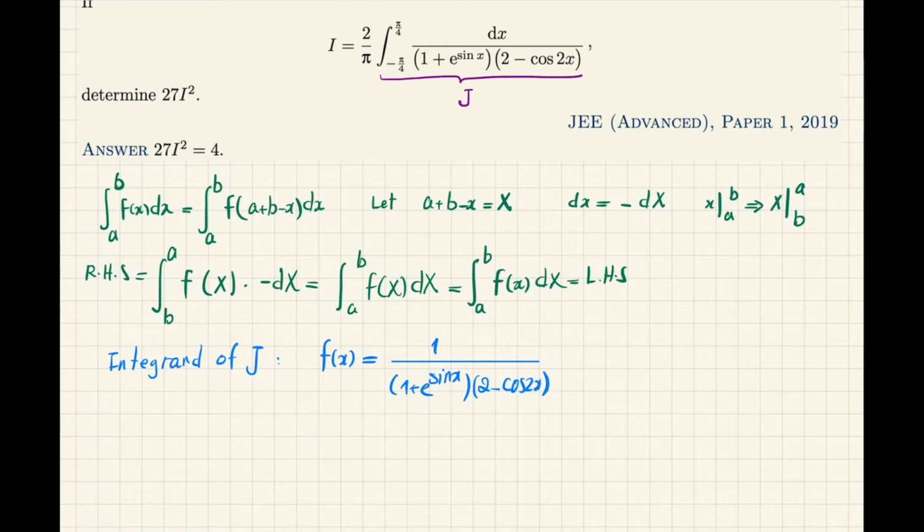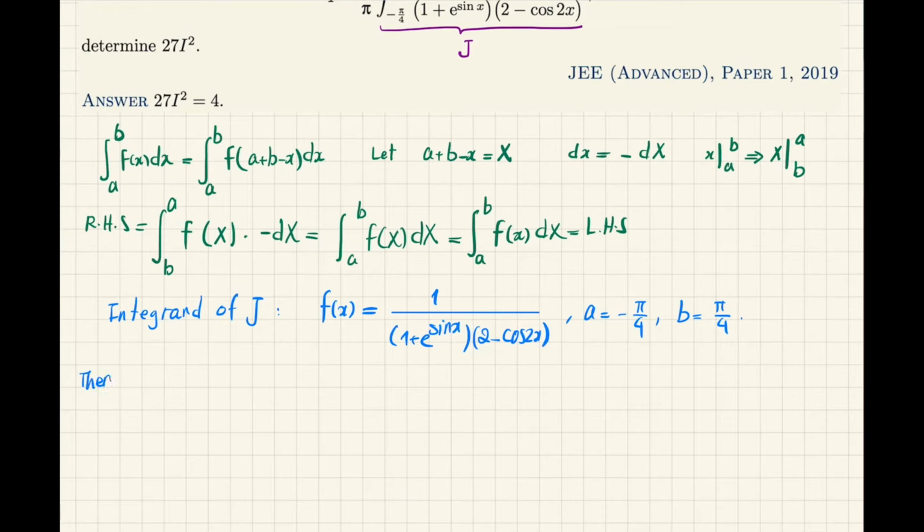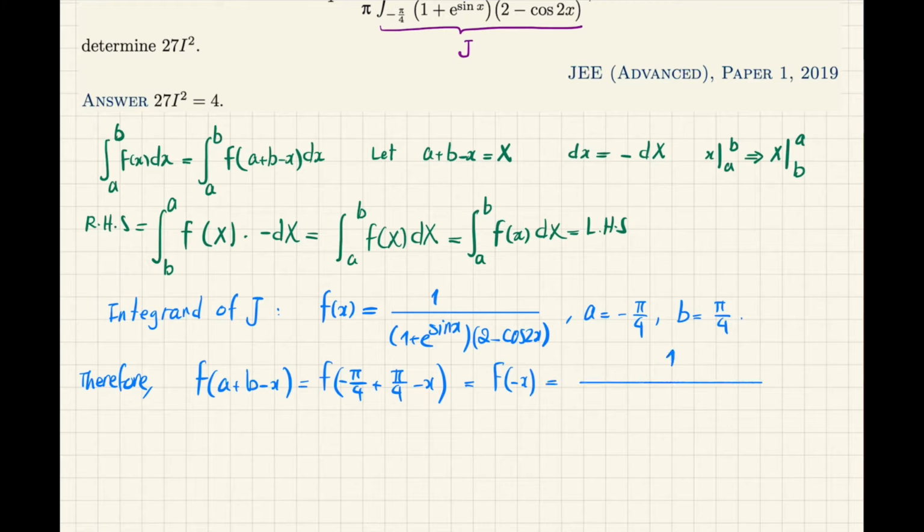Now my goal is to calculate f of a plus b minus x and see what happens. Of course, a in this problem is minus pi over 4, the lower limit, and b is the upper limit, which is pi over 4. Therefore f of a plus b minus x becomes equal to f of minus pi over 4 plus pi over 4 minus x, which is actually f of minus x. And this means that I have to replace x with minus x everywhere in my integrand.